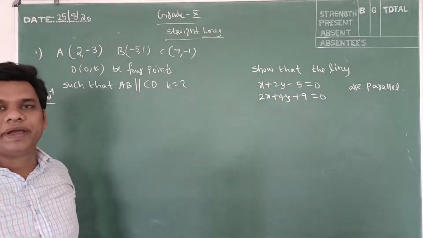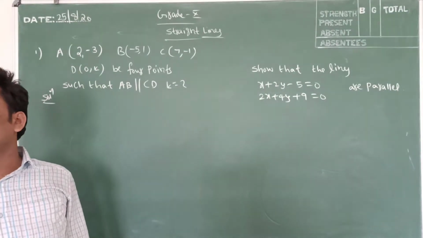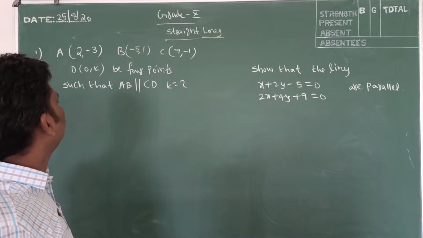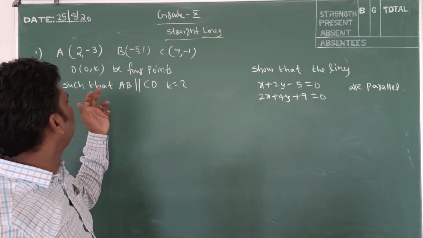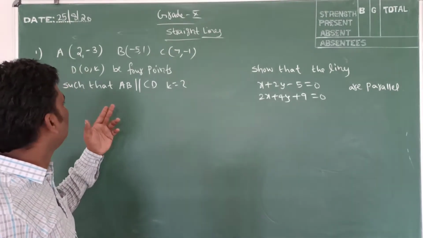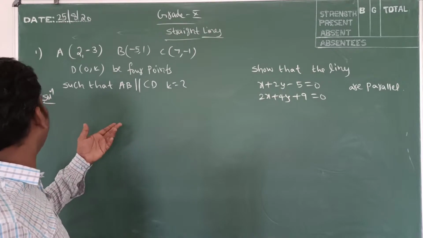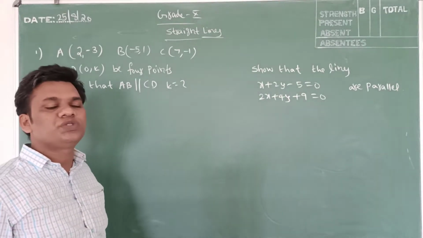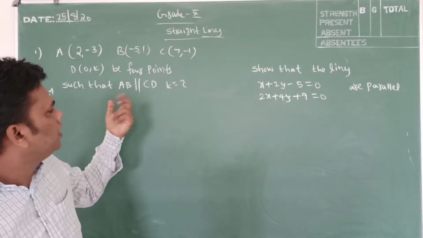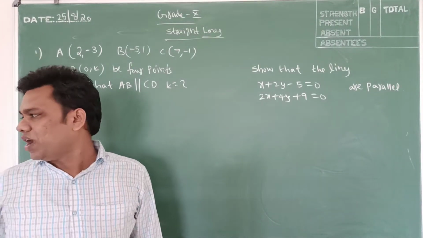Now see straight lines. A is (2, -3), B is (-5, 1), C is (7, -1), D is (0, k). For the four points such that AB is parallel to CD, find the k value.